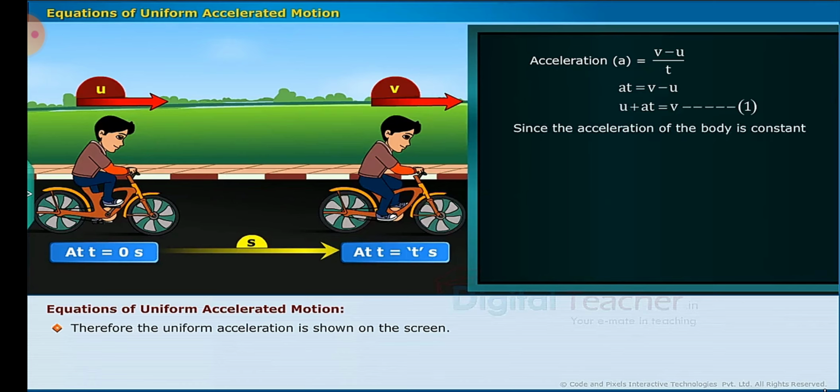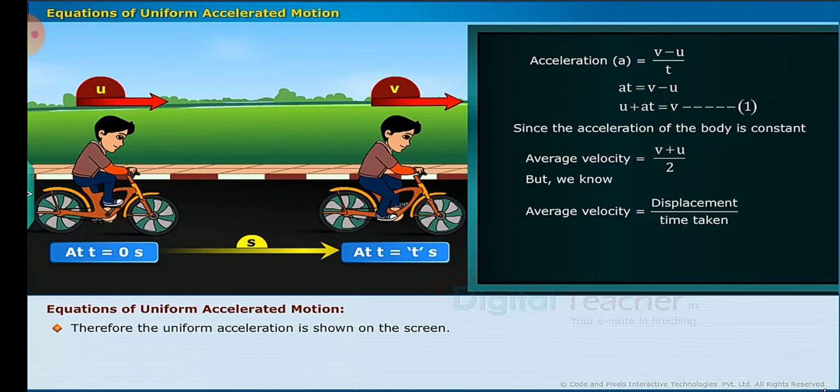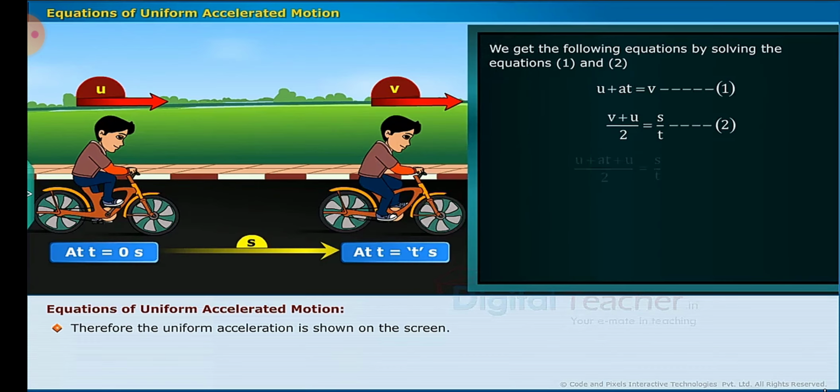Since the acceleration of the body is constant, the average velocity is equal to (v plus u) by 2. But we know average velocity is displacement by time taken. So we can write it as (v plus u) by 2 is equal to s by t. Consider it as equation 2. We get the following equation by solving equations 1 and 2. Here, we get ut plus half at square is equal to s. Consider it as equation number 3.